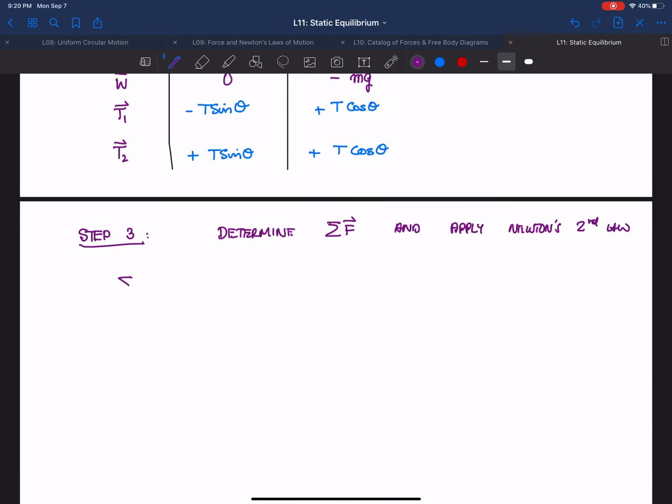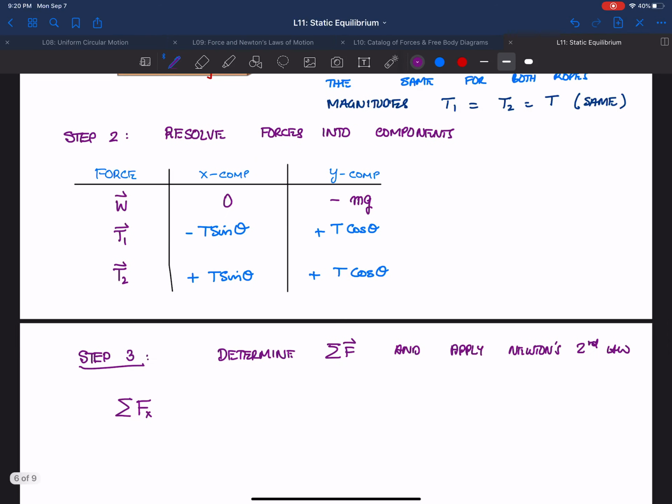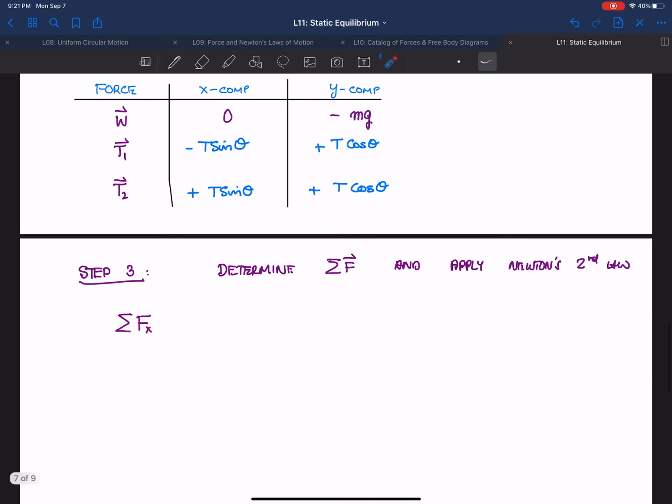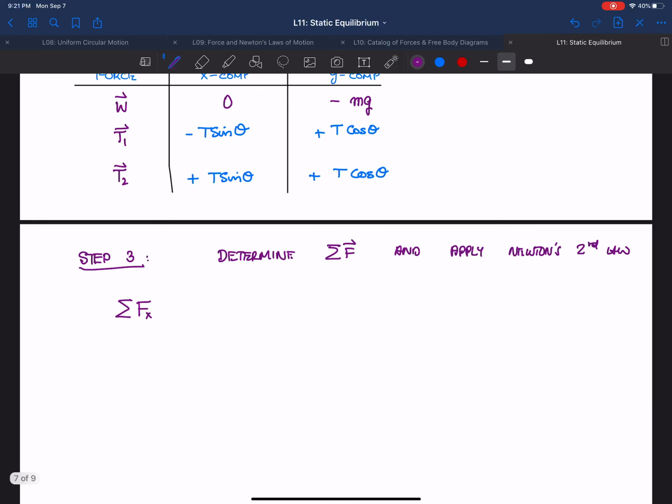Okay, what do I mean by that? Well, the x component of the net force is the sum of all the x components of each of the individual forces. In this case, there's nothing much here because you have negative T sine theta plus T sine theta, which of course is 0. These two terms cancel each other.